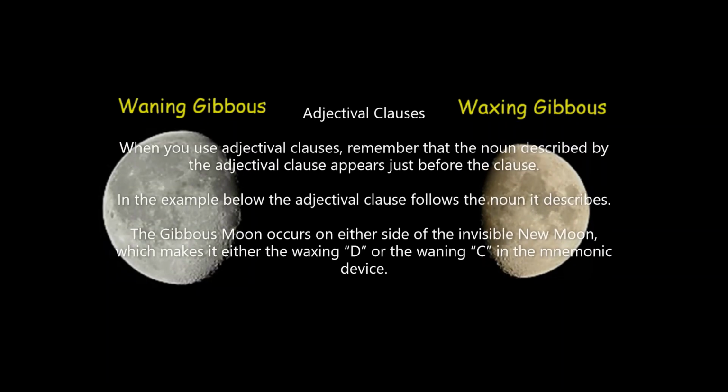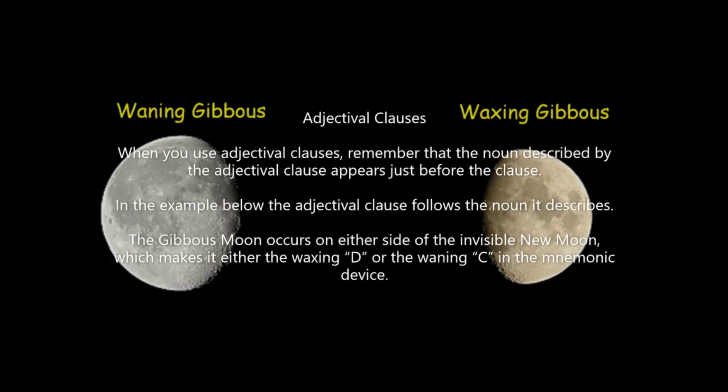When you use adjectival clauses, remember that the noun described by the adjectival clause appears just before the clause. In the example below, the adjectival clause follows the noun it describes. Here's the sentence. The gibbous moon occurs on either side of the invisible new moon, which makes it either the waxing D or the waning C in the mnemonic device.